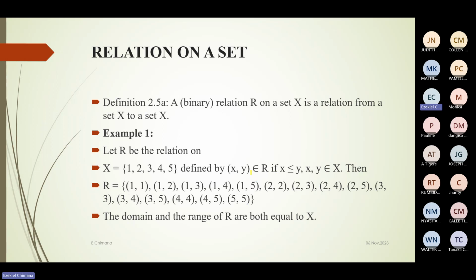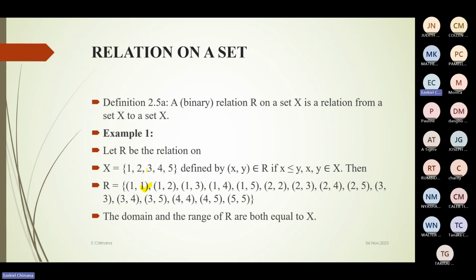We are just looking at the value of x, which must be less than or equal to y. So 1 is less than or equal to 1, so that's why we have this. Also 1 is less than or equal to 2. 1 is less than or equal to 3, 1 is less than or equal to 4, and 1 is less than or equal to 5. That's why we have all these values.